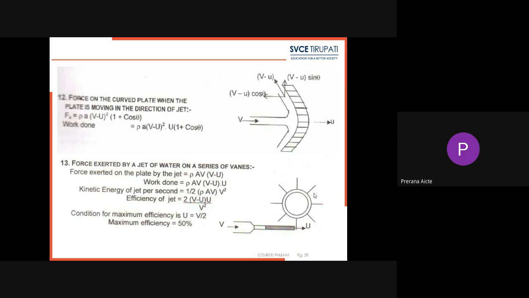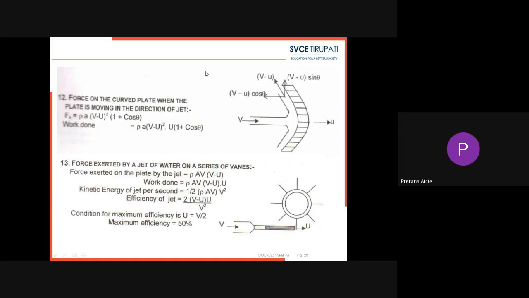Then the kinetic energy of the jet per second is half rho A V into V square, and the efficiency of the jet is given as 2 into (V minus U) into U by V square. The condition for maximum efficiency is U equals V by 2. The maximum efficiency usually for this case is 50%.